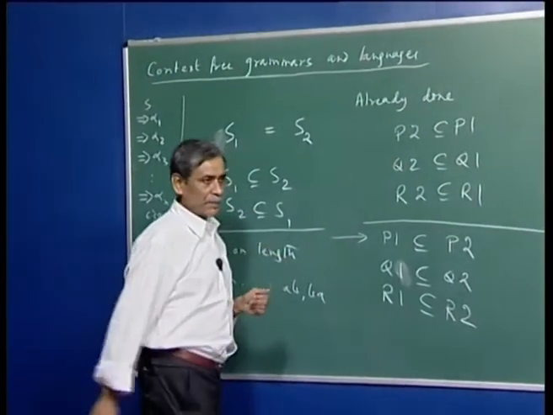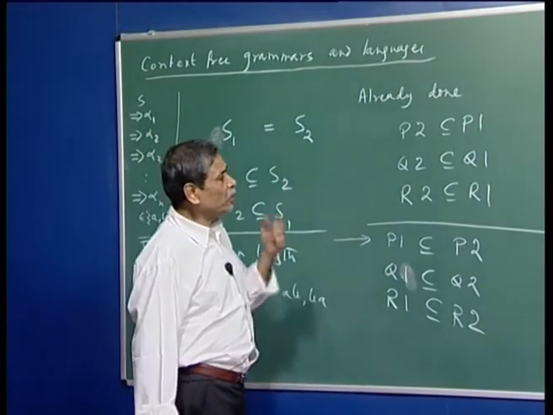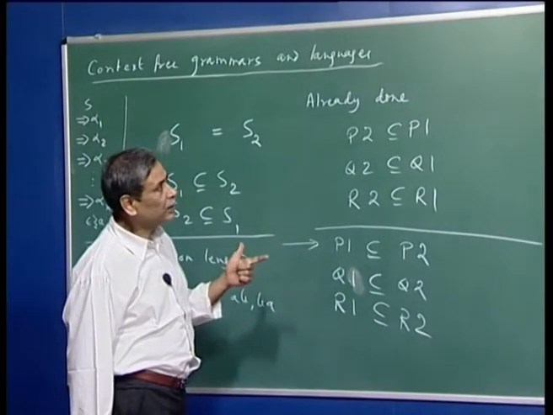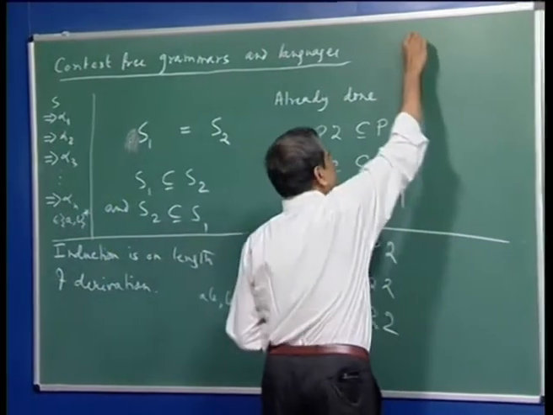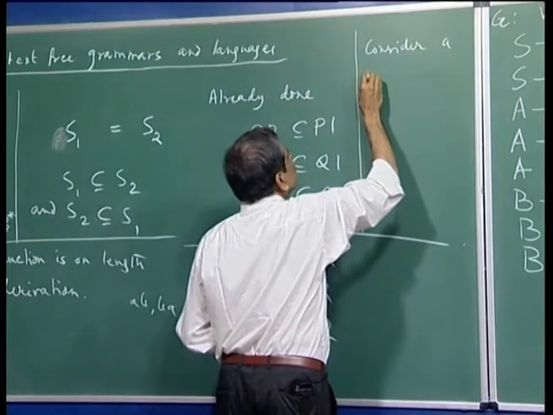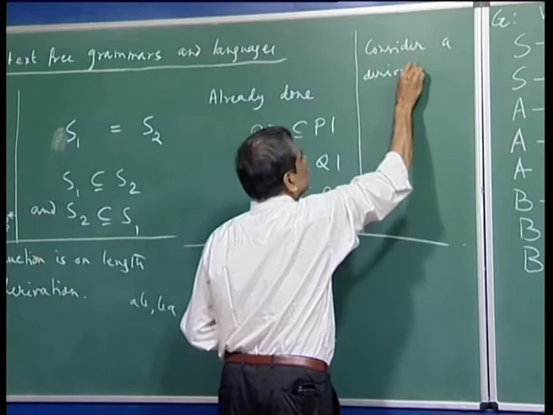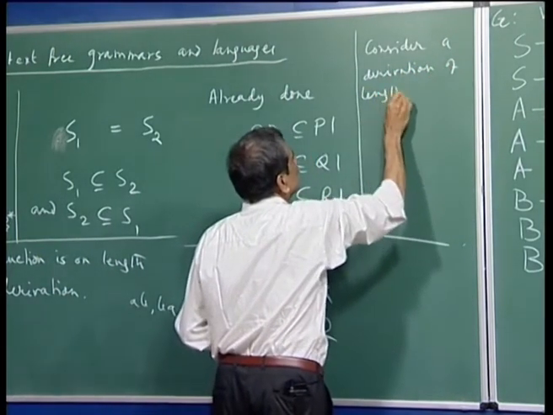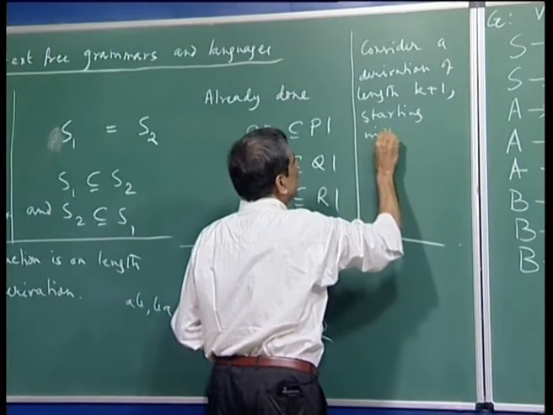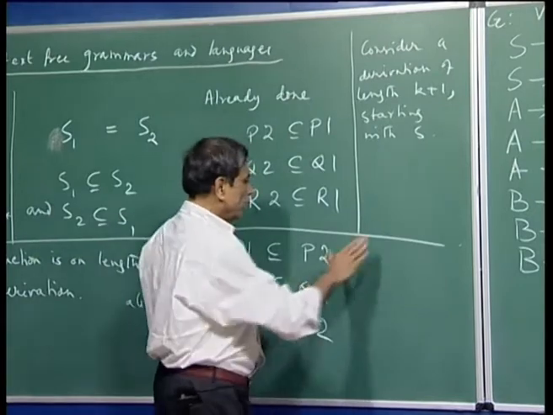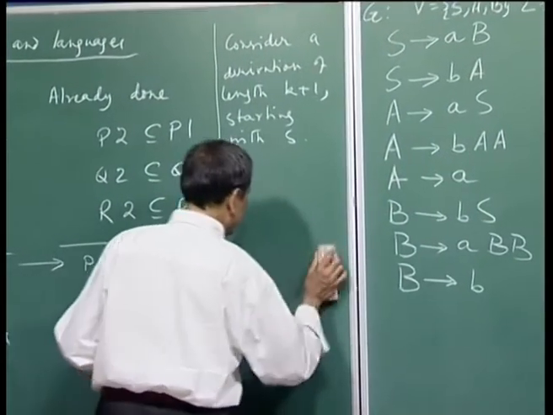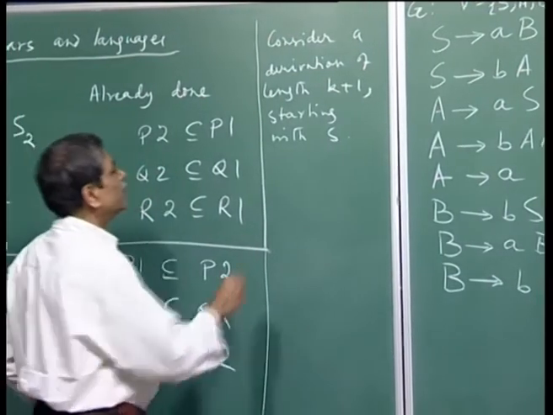Now, how do I go one more step? So, let us say I am talking of a derivation whose length is k plus 1 for S. So, let us consider a derivation of length k plus 1 starting with S. Okay. So, you start with S. Now, the point is something which is very simple to observe, but once we observe this, the proof becomes very clear, right.